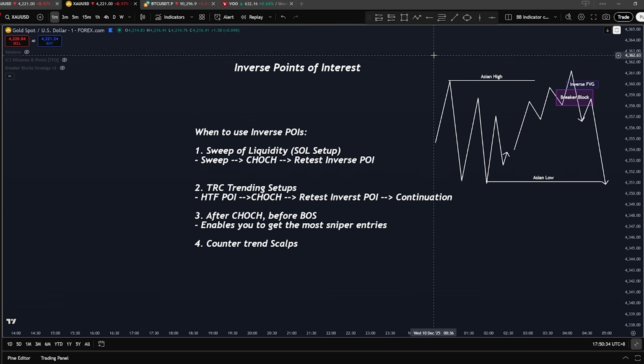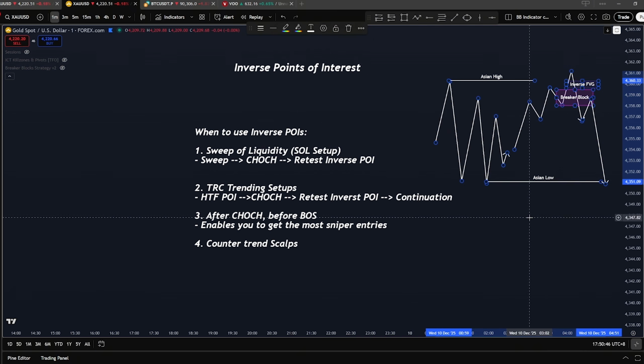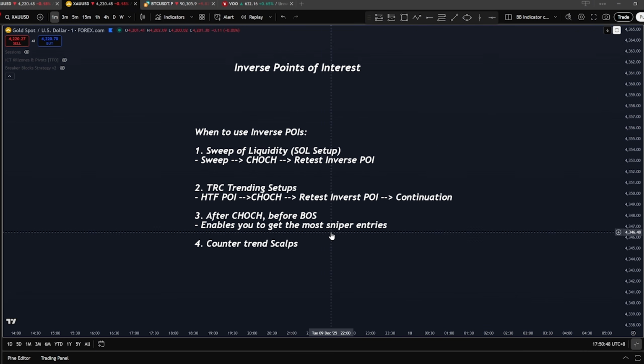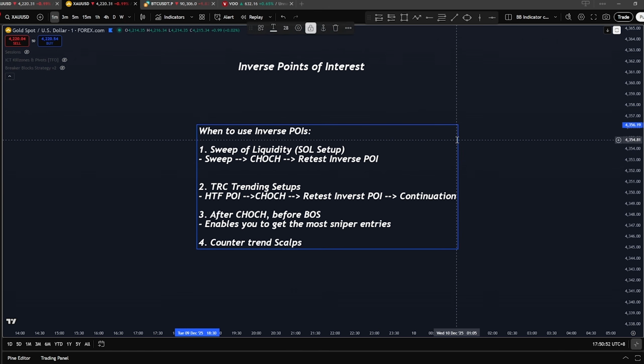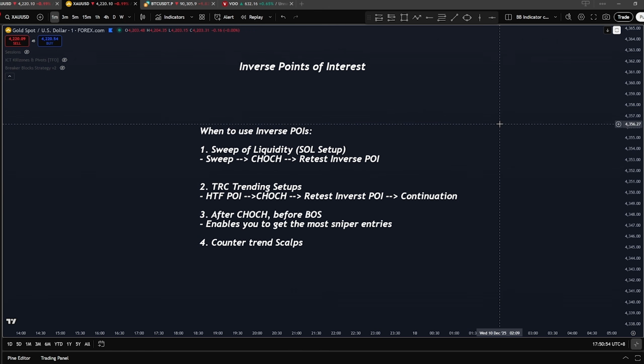Next one, TRC trending setups. Now, those of you here that are not in premium, TRC is basically a strategy that we use to capitalize on trending markets. And this usually uses higher time frame points of interest. So regardless with whatever strategy that you have, most times you're going to be using high time frame POIs to spot potential buy zones or sell zones.